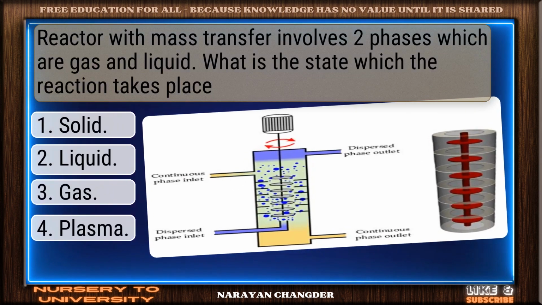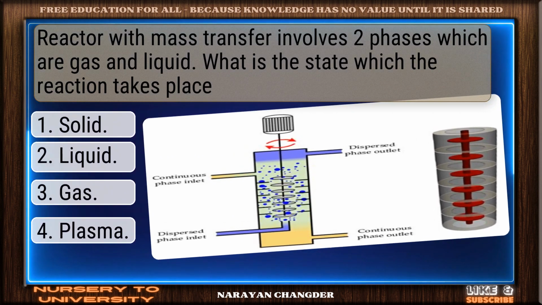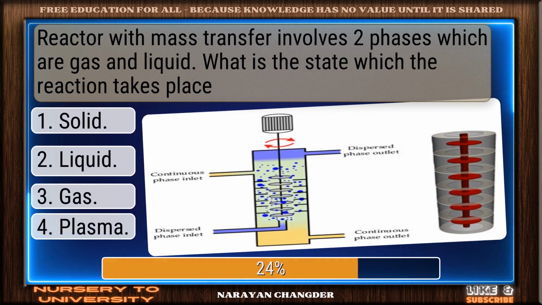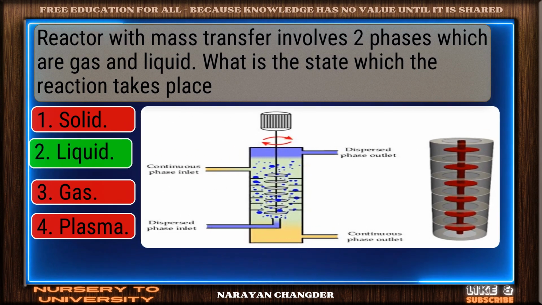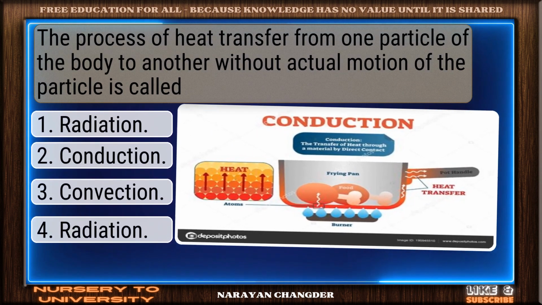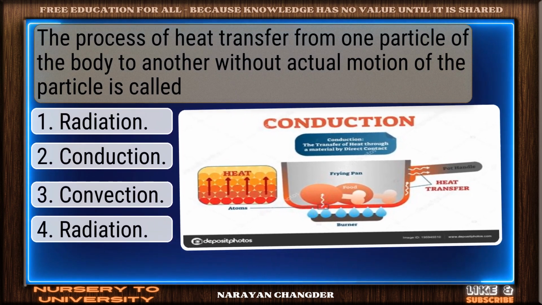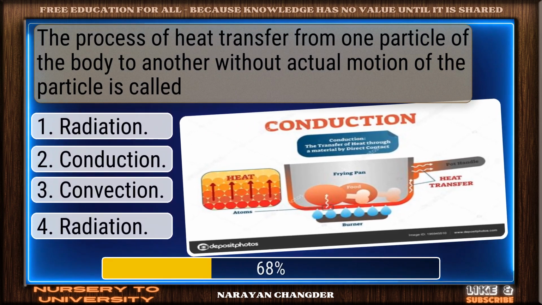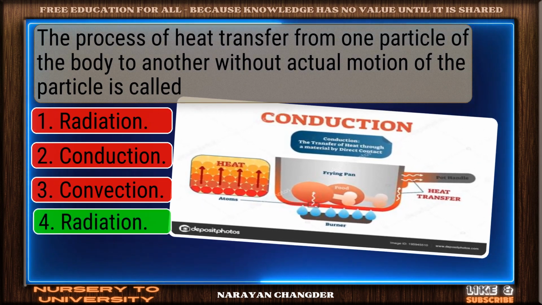A reactor with mass transfer involves two phases, which are gas and liquid. In which phase does the reaction take place? Good thinking. Liquid is the right answer. The process of heat transfer from one particle of the body to another without actual motion of the particle is called. Well done. Radiation is the right choice.